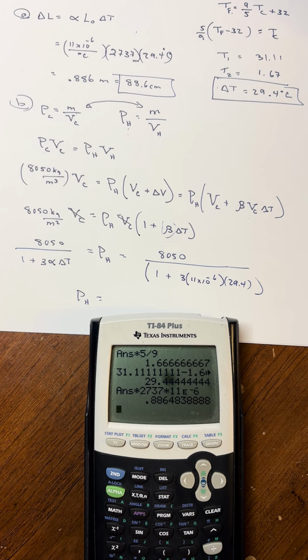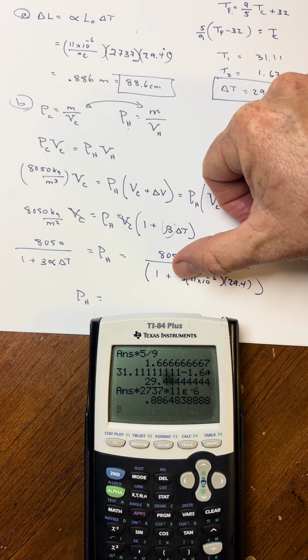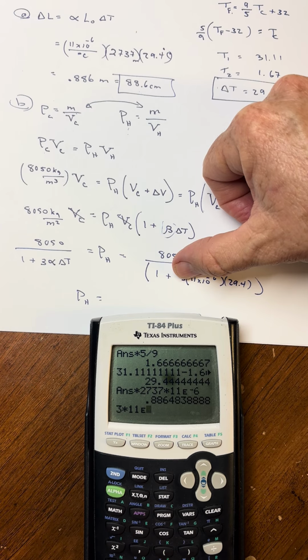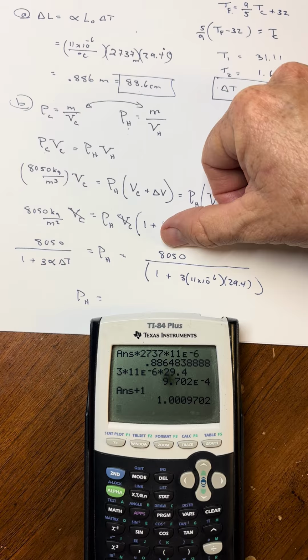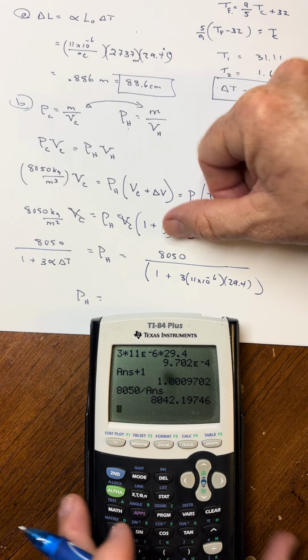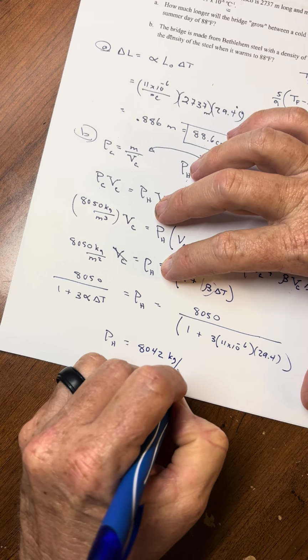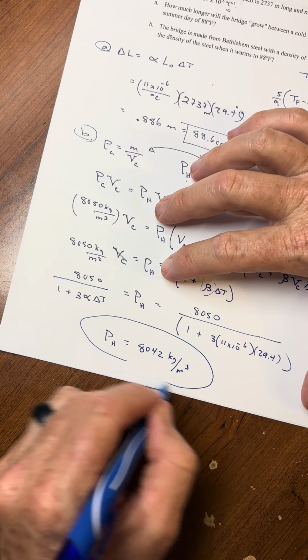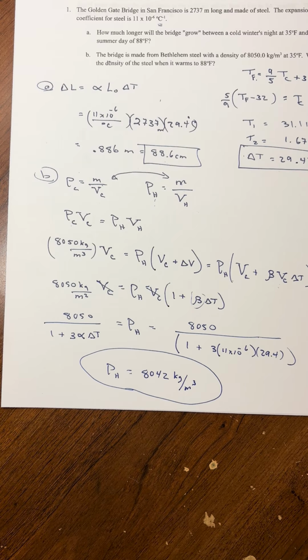Grabbing my calculator here, I'll do this denominator first. Let's go 3 times 11 times 10 to the negative 6 times 29.4. I'll hit enter and add 1 to it. So that's the denominator. If I take my 8,050 and divide it by that last answer, I get 8,042 kilograms per cubic meter. So density goes down a little bit. Makes sense, because the volume got bigger, and it got bigger because it warmed up.